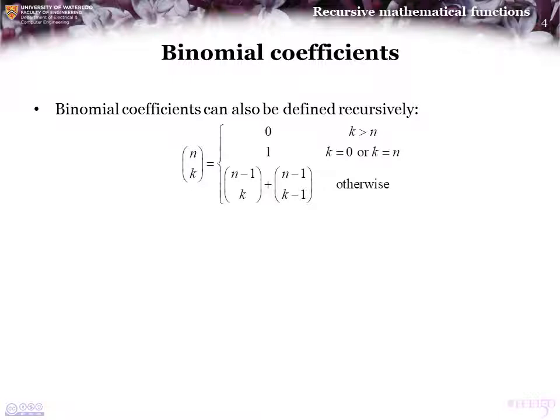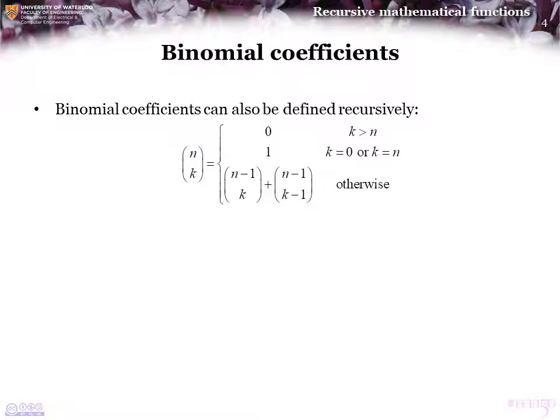If k is equal to 0 or k is equal to n, then n choose k is equal to 1. Given 10 unique objects, there's only one way to choose none of them. And similarly, given 10 unique objects, there's only one way to choose 10 objects out of that collection. That is, to choose all 10 of them. However, n choose k otherwise is calculated as n minus 1 choose k plus n minus 1 choose k minus 1.